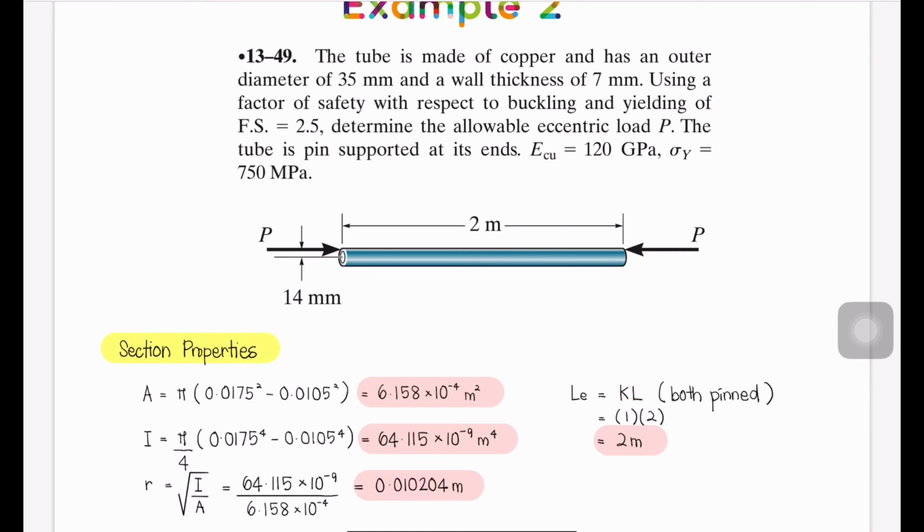K refers to the end condition; there are 4 types. For example, this question is asking about pin support, so that means both ends are pinned, so K equals 1. That's the third condition from the previous video. So the equivalent length LE equals 1 times 2, where 2 is this length, so the equivalent length equals 2 mm.